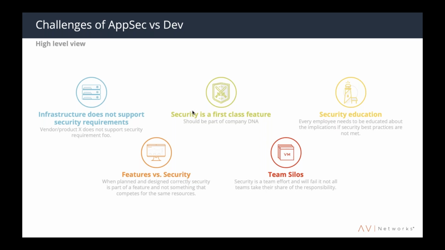Then I hear a lot, security needs to be a first-class feature, but it may not be. That always comes down to it needing to be part of the company DNA. If the company has a process where security is a first-class feature, then you don't have a challenge, right? But usually it is not. Then today I'm making a case about security education as well.